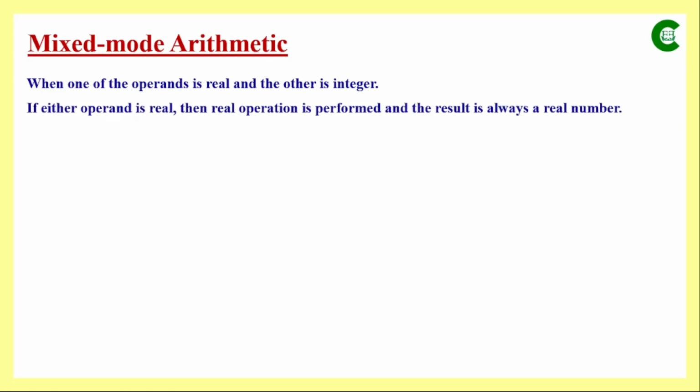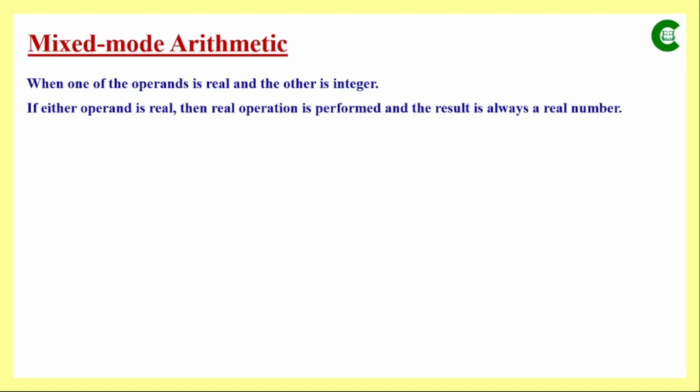Now the next type of arithmetic operation is mixed mode arithmetic, where one of the operands will be real and the other operand will be integer. So far for integer arithmetic, we have seen all the operands are integer. In case of real arithmetic, all the operands are real. And in case of mixed mode, if we are performing an operation between two operands, then one of them will be integer and the other one will be real. If at least one of the operands is real and the rest of the operands are integer, then it will be called a mixed mode arithmetic operation.